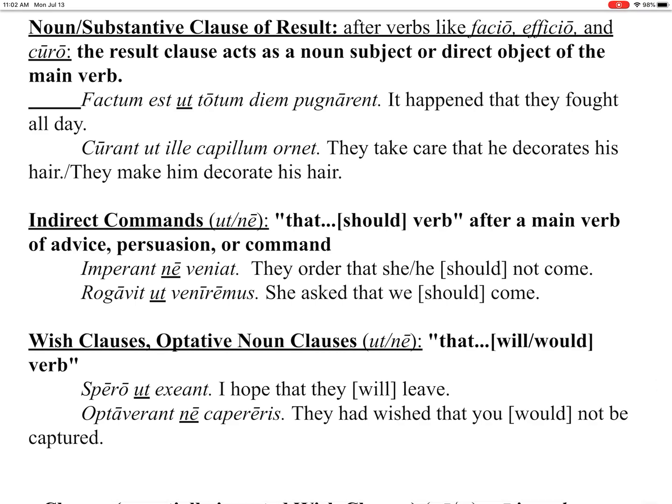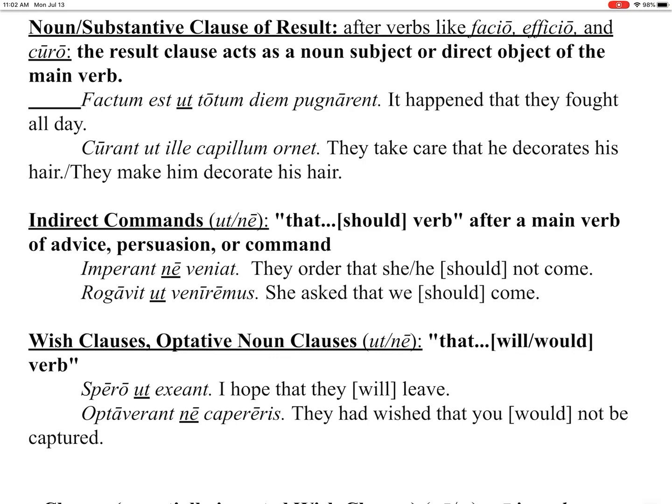All right, next type, indirect commands. These are also pretty common. Ut or ne, again, will introduce it. And they will come after a main verb of advice, persuasion, or command typically. So imperant, rogare, oro, orare, persuadeo, persuadere, moneo, monere, various verbs like this. So here we go. Imperant, they order, present tense, ne veniat, that he or she should not come. Notice the ne makes it negative, thus the not.